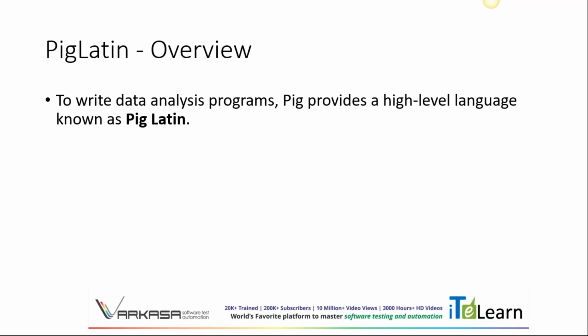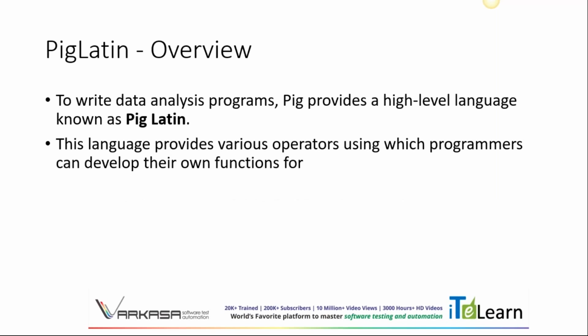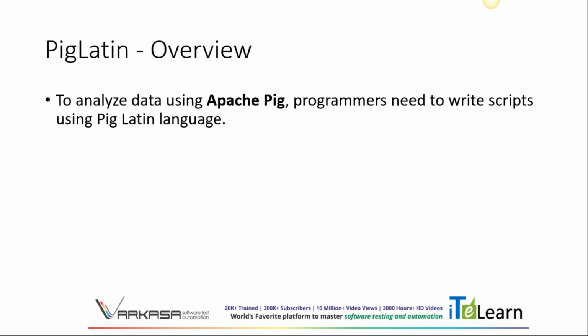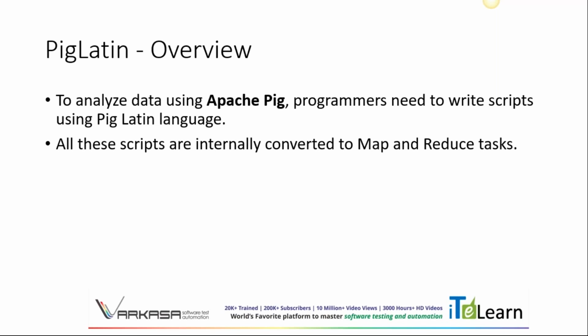Pig provides a high-level language known as PigLatin, and this language provides various operators using which programmers can develop their own functions for reading, writing, and processing the data. Programmers need to write scripts using PigLatin in order to analyze the data. All these scripts are internally converted to map and reduce tasks automatically. You don't have to worry about all those things. When you submit the script, it is done automatically. I will demonstrate one example before I conclude.